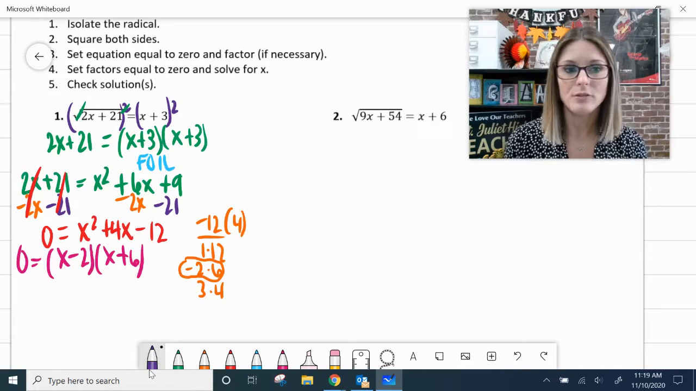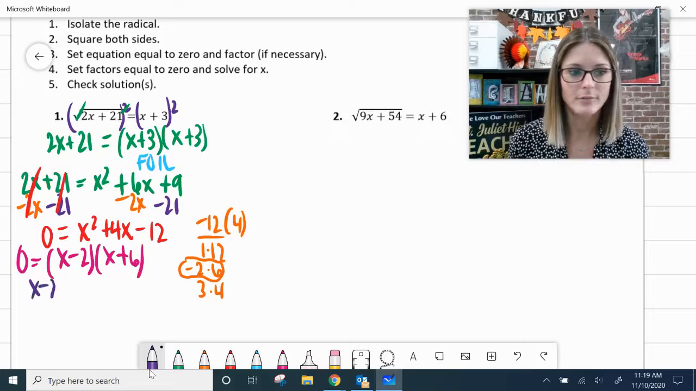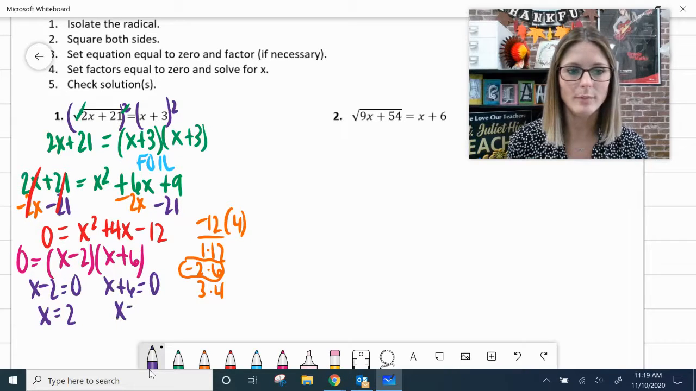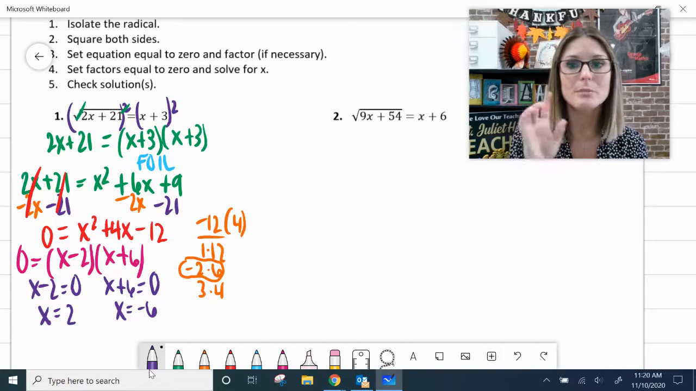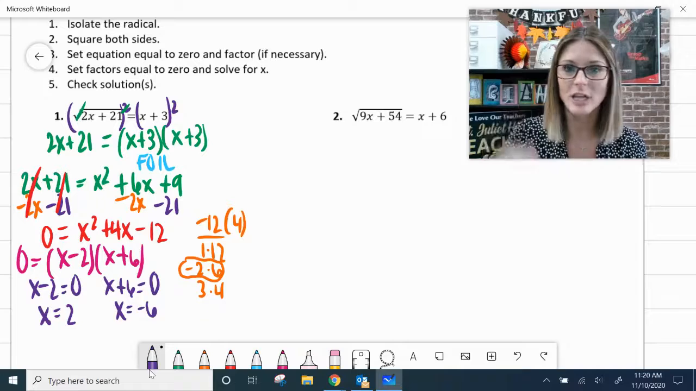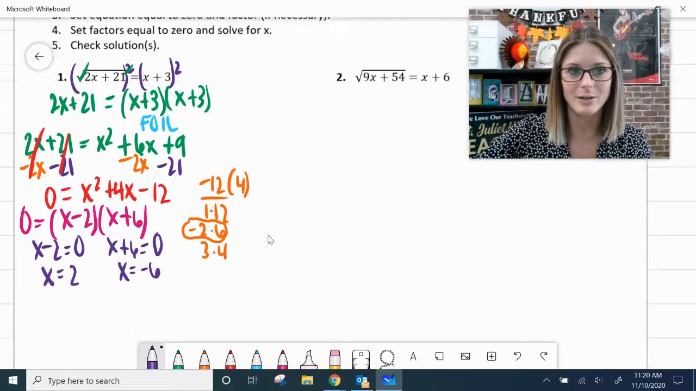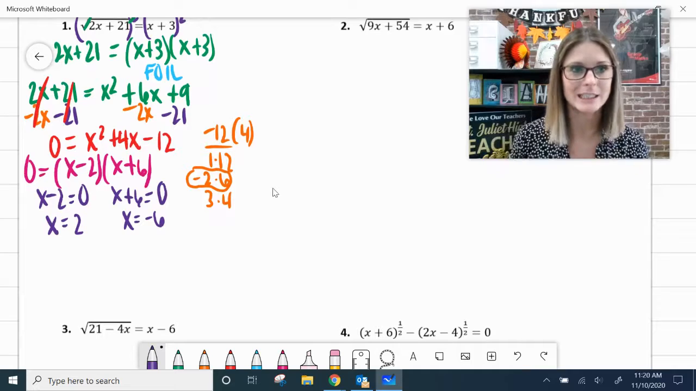Step 4, set those factors equal to 0 and solve. My first one, I'm going to get a positive 2, and I'm going to get also a negative 6. Those are my 2 answers, maybe, because step 5 says check our solutions. And we're going to have some pretty unique situations on these notes, so definitely check.